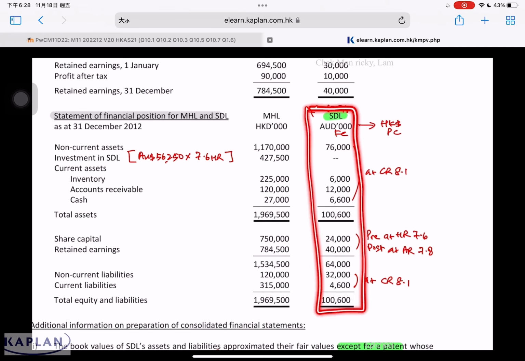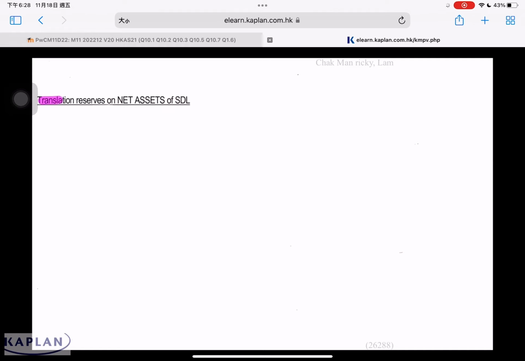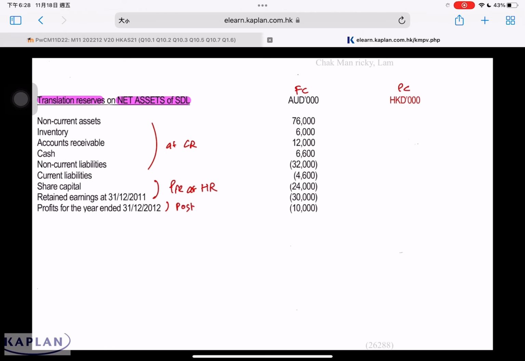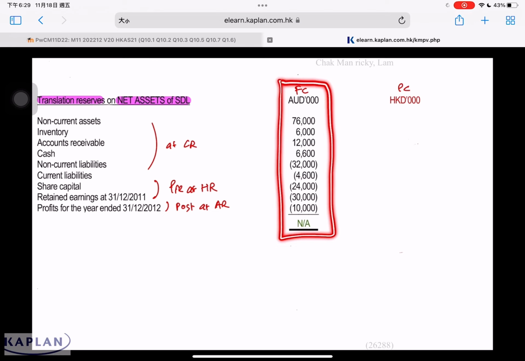Now I take this column out as working: translation of the net assets of STL. This translation is from functional currency to presentation currency. All assets and liabilities will be translated using the closing rate. The pre-acquisition equity will be translated at the historical rate. The profits will be translated using the average rate. This column is from the question. Now we have to do translation.